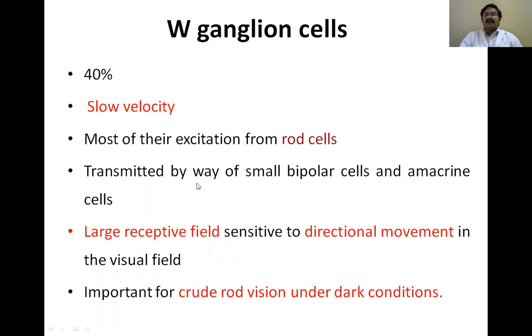They transmit by way of small bipolar cells and amacrine cells, and they have a very large receptive field, and they are sensitive to directional movement. They are very important for crude rod vision under dark conditions. These are the W ganglion cells in cats.